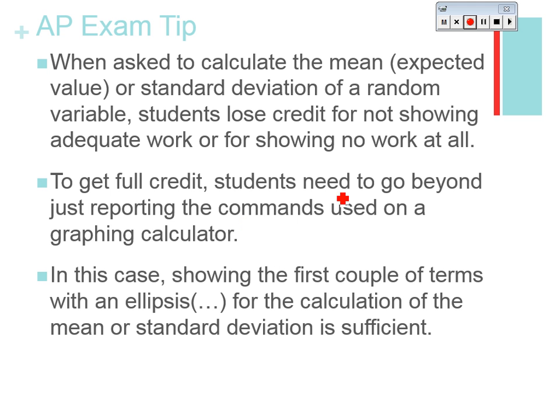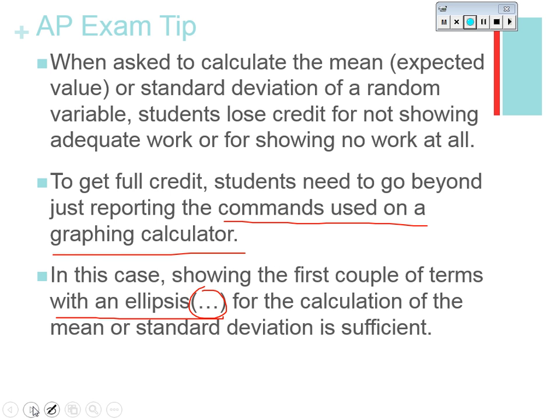So to get full credit, students need to go beyond just reporting the commands used on a graphing calculator. Just remember that not every student takes the AP exam with a graphing calculator. One of the things you don't want to do when you explain your free response question is get into calculator speak. Do not do that. That's a big no-no. In the case of showing the first couple of terms with an ellipsis, that's more than sufficient for the calculation of the mean and standard deviation.